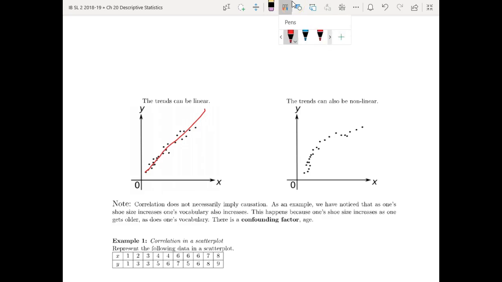Okay, you could have trends that are exponential. You could have trends that are logarithmic. Okay, you could have trends that are cyclical, like sine and cosine.